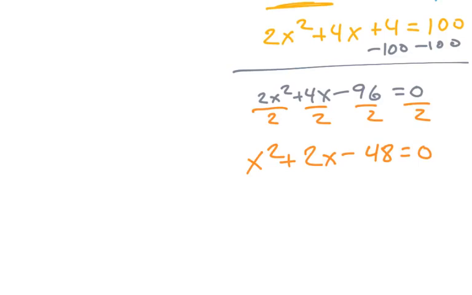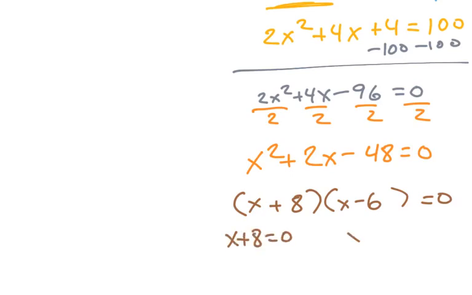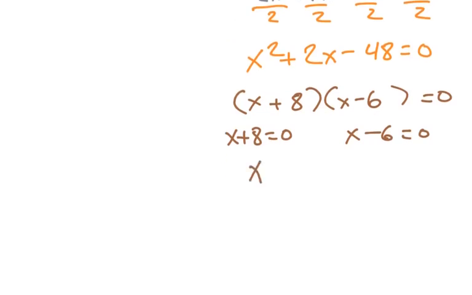Well, I ask myself, what times what is x squared? That's just x and x. What times what is 48? That's 8 and 6. And so it's plus 8 minus 6 equals 0, which means x plus 8 equals 0, and x minus 6 is equal to 0. So x is equal to negative 8, and x is equal to 6.